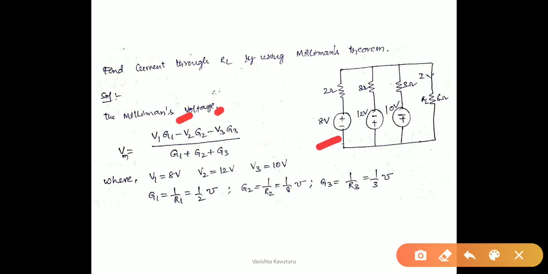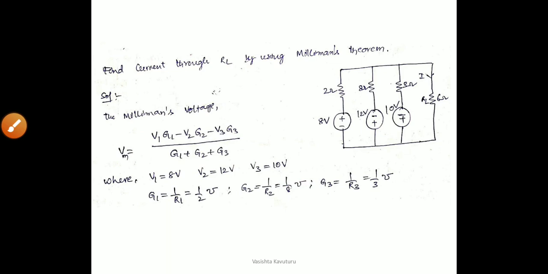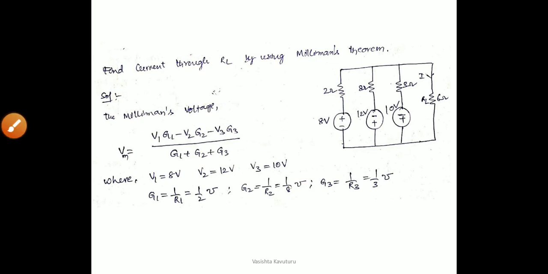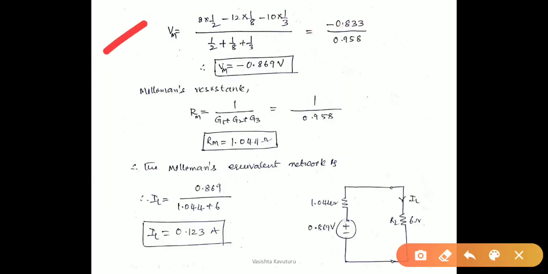If the polarity of the 8 volt source is positive, for the other two voltage sources it is negative. That's why V1 is a positive value and V2, V3 are negative values. And by using this formula we can calculate the Vm value, where G1, G2, G3 are the reciprocals of the resistances, 1 by R1, 1 by R2 and 1 by R3. The equivalent Millman voltage is minus 0.869 volts.